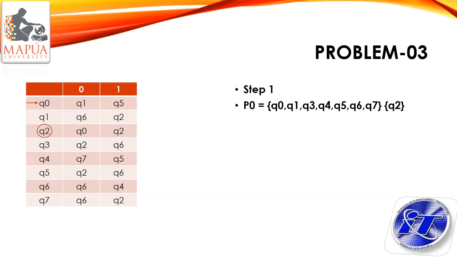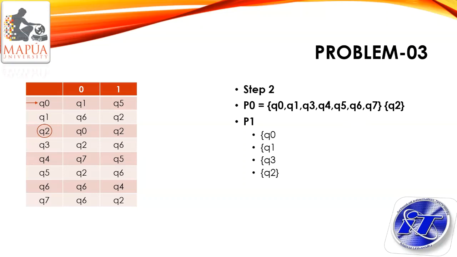So let's consider step 1 here. Get the equivalence zero, wherein we group the non-final states as one group and the final state as another group. We only have one final state, Q2, and Q0, Q1, Q3, Q4, Q5, Q6, Q7 are non-final states. Now let's proceed with step 2 and get the equivalence 1.